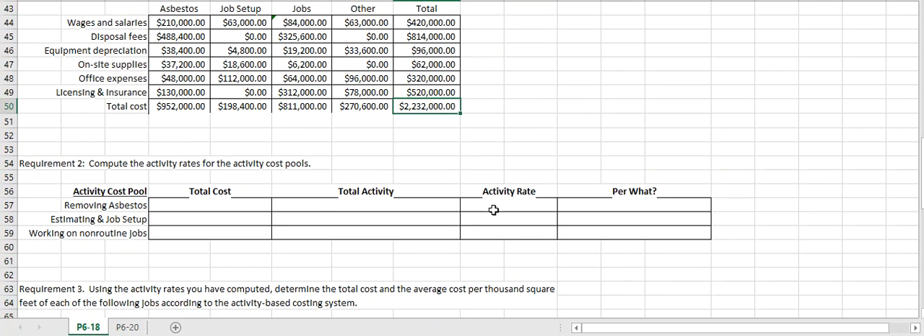So I made a little chart because I think it's a little easier to do. For each cost pool, we're going to do 3. We're not going to do the other one. So removing asbestos, estimating and job setup, working on non-routine jobs. So we're going to compute an activity rate.